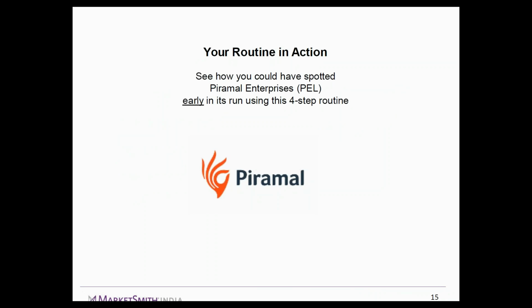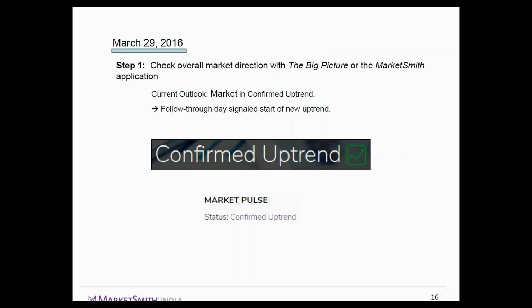So this is an example of Piramal Enterprise where we'll show how we identified Piramal using the 4-step routine which we just spoke about a couple of minutes ago. In the first step, we observe the market direction from our app, and the market was in confirmed uptrend. We are going back to March 29th, 2016, when this particular stock broke out. At that time the market was in confirmed uptrend, and the follow through day signaled the start of a new uptrend.